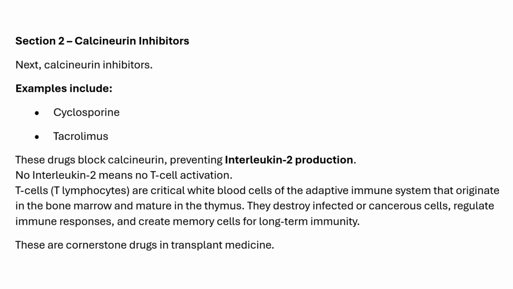Section 2. Calcineurin inhibitors. Next, calcineurin inhibitors. The two major drugs are cyclosporine and tacrolimus. These drugs block calcineurin. That prevents interleukin-2 production. No interleukin-2 means no T-cell activation.